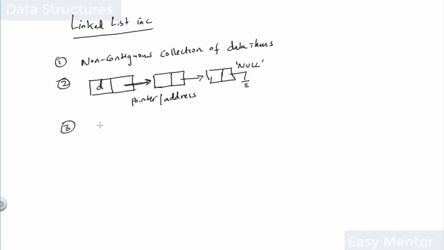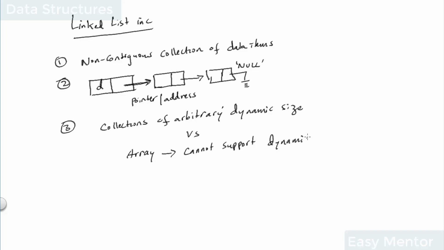The third one, linked lists are useful to represent collections of arbitrary dynamic size, contrasting this to the limitation of an array, which cannot support dynamically sized datasets, because the size of the array is fixed either in compile time or at runtime when the memory is first allocated.